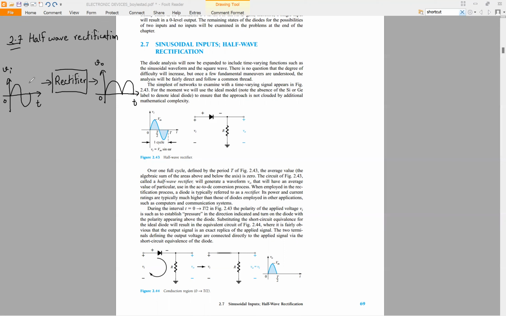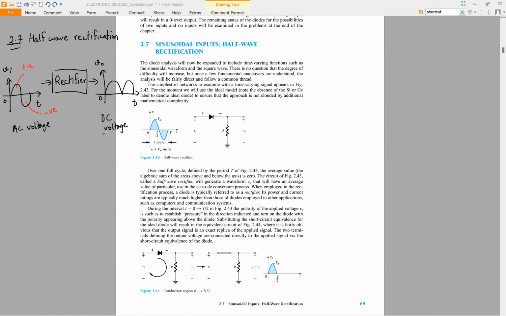Now this voltage is called AC voltage, and this voltage is called DC voltage. So why is it called alternating voltage or AC voltage? Because in this voltage sometimes the voltage is negative and sometimes the voltage is positive. In this part the voltage is positive, and in this part the voltage is negative. Whereas the output side is called DC voltage because the output is always positive.